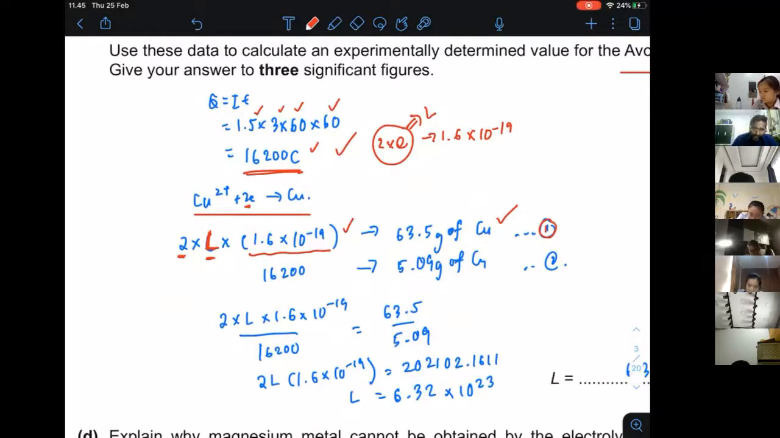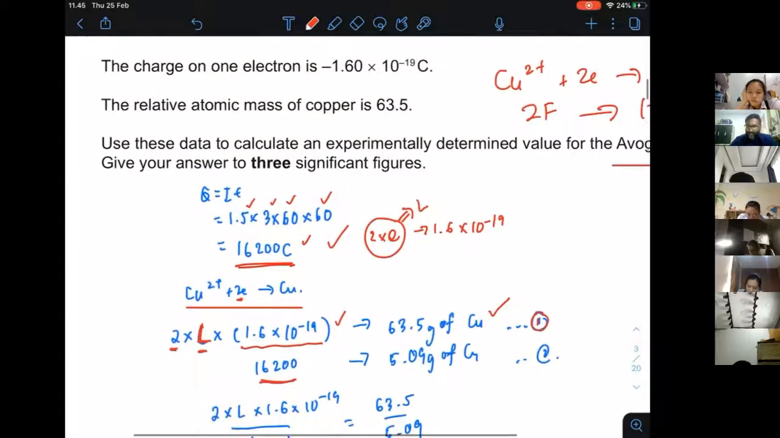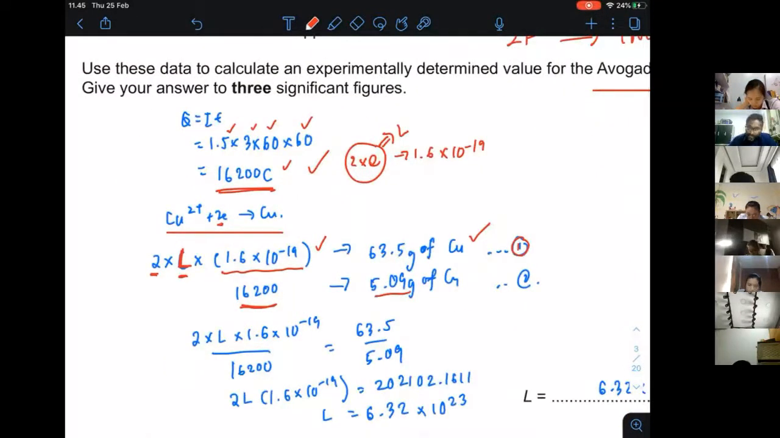16200. It's going to deposit 5.09 gram. I just put 5.09 gram. Okay, so you have equation 2. What is the relationship? This and this, they follow the same relationship. So if you want to find the relationship between them, it's the same.